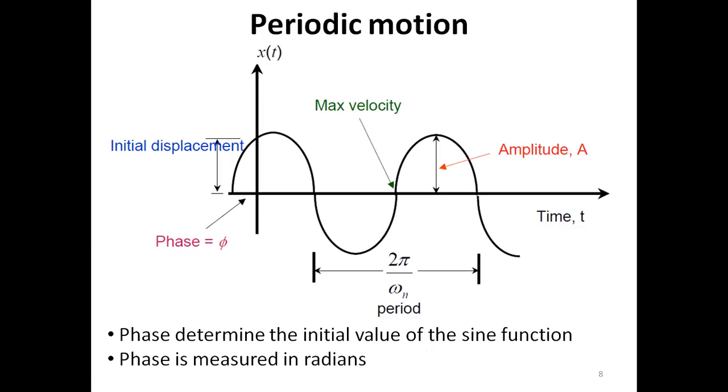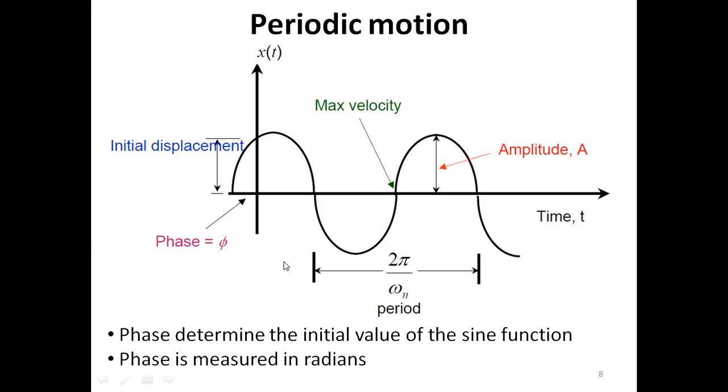So if we plot that equation, that is x of t is equal to a sine omega nt plus phi, this would be the plot. X of t is along the vertical axis, whereas time is along the horizontal axis. So this is the amplitude A, and from here to here, it is the time period, capital T, and it is actually equal to 2 pi by omega n.